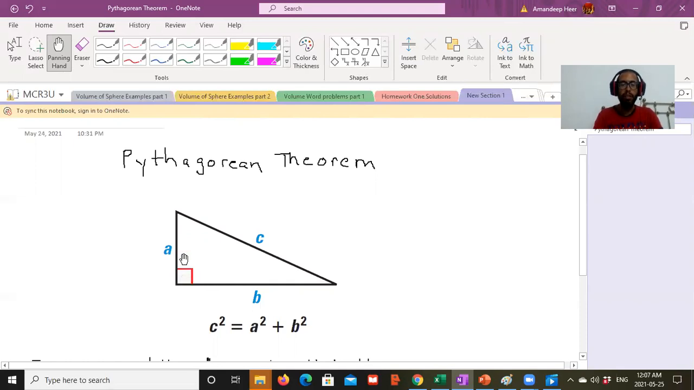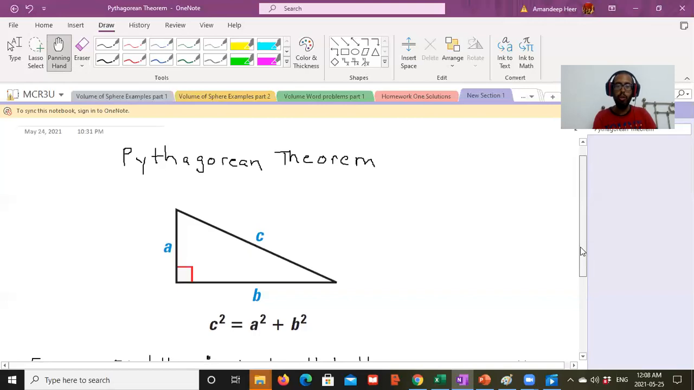This is a right triangle, and let A be the length of one of the short sides, and let B refer to the length of the other short side. And let C represent the length of the longer side. C, the longest side, is the hypotenuse. Remember, the hypotenuse is the longest side of the right triangle. So C represents the length of the hypotenuse. Now the Pythagorean theorem says that C squared is equal to A squared plus B squared.